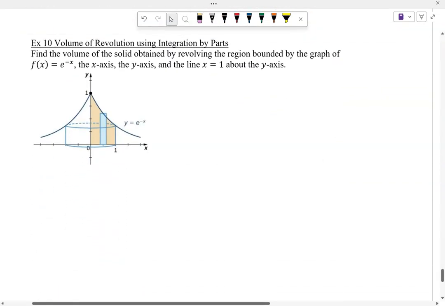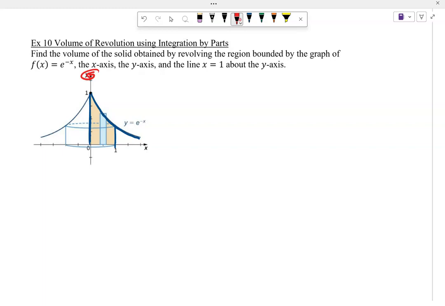All right, how about a volume now that we couldn't do before without integration by parts? Notice I do have the picture of this. We're taking e to the x, revolving it about the y-axis, right? Reflection about the y-axis, so we've got this e to the negative x right there. We're going to bound it from 0 to 1, and we're going to do it about the y-axis. And so we're going to go ahead and slice this.